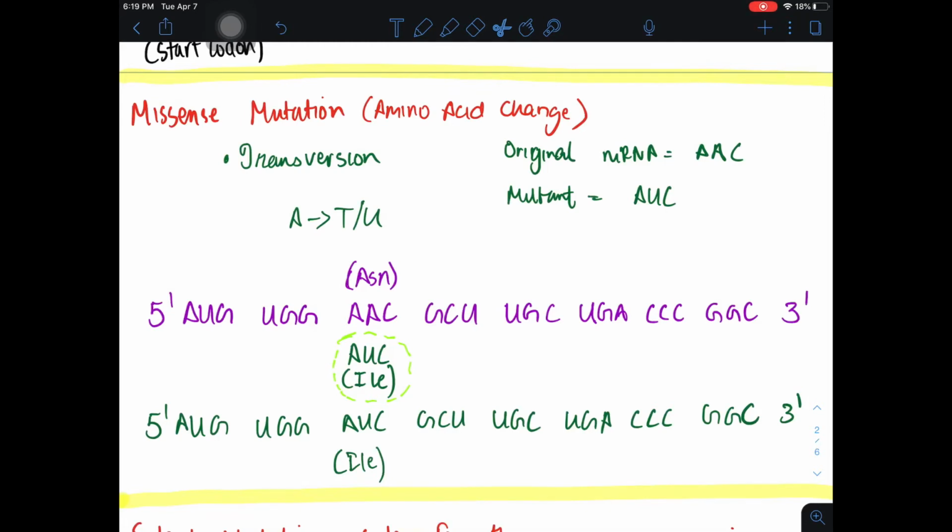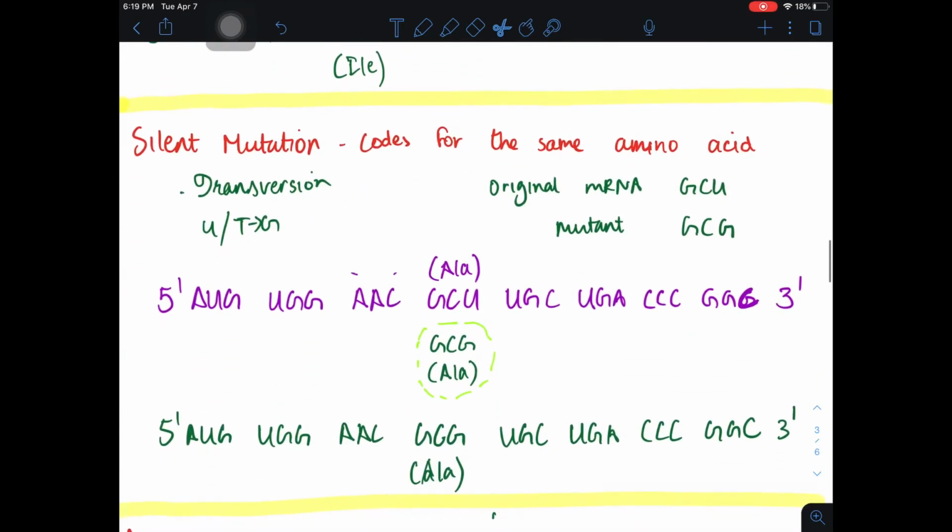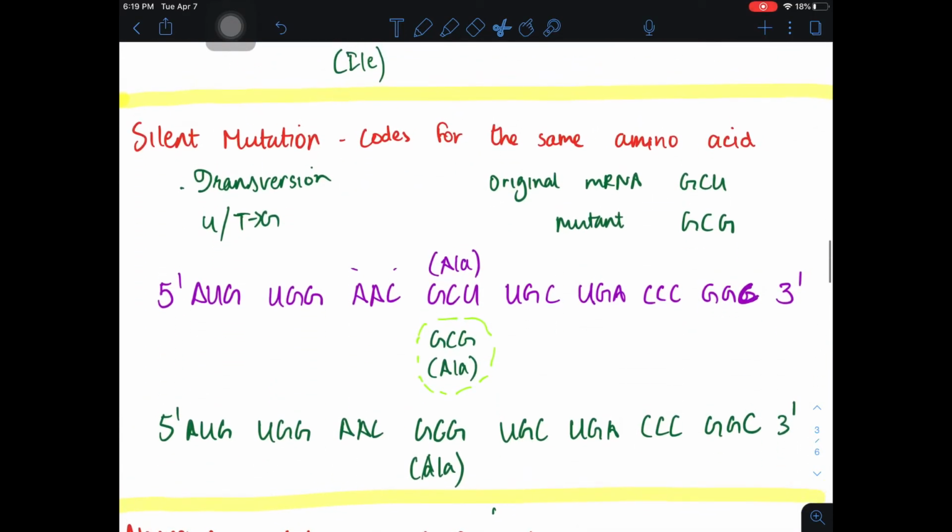Next, the silent mutation. Let's mutate the GCU to a GCG. The transversion occurs when it changes the T/U to a G. The amino acid alanine remains the same. This is why it is silent.